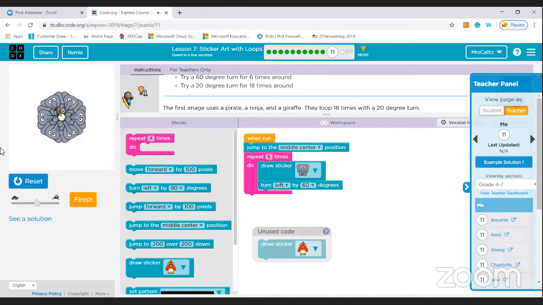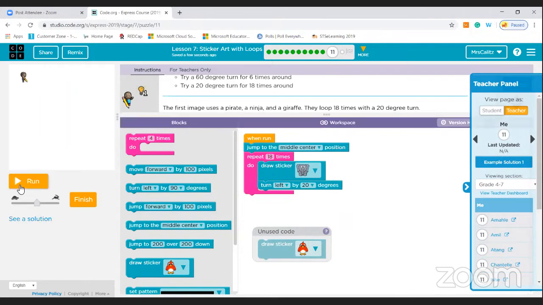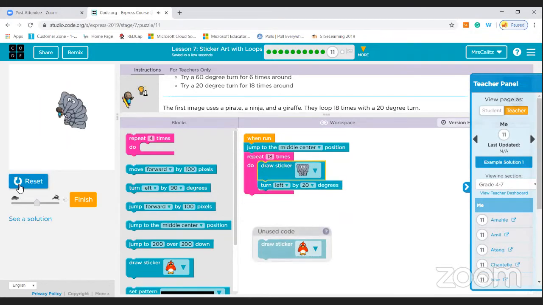And if we do a 20-degree round, 18 times, what's going to happen? It's going to probably be a bigger circle or something. Or they're going to be closer together.